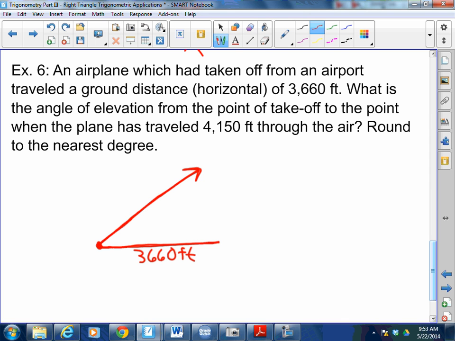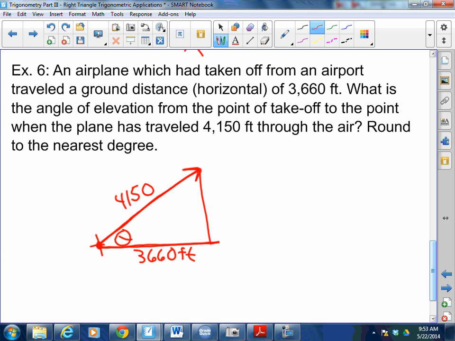What is the angle of elevation from the point of takeoff, that's right here, that would be your observer, to the point when the plane has traveled 4,150 feet through the air? Is that the height? No. That's this. So I want to find this theta right here.